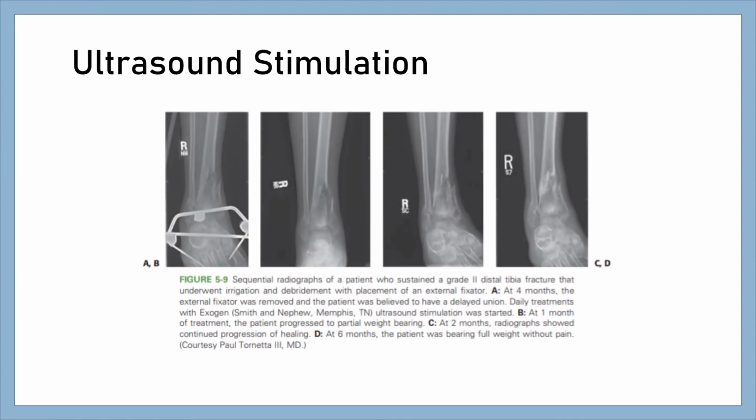This picture shows sequential radiographs of a patient who sustained a grade 2 distal tibia fracture that underwent irrigation and debridement with placement of an external fixator. At 4 months, the external fixator was removed and the patient was believed to have a delayed union. Daily treatment with exogenous ultrasound stimulation was started. At 1 month of treatment, the patient progressed to partial weight bearing. At 2 months, radiographs showed continued progression of healing, and at 6 months, the patient was bearing full weight without any pain.